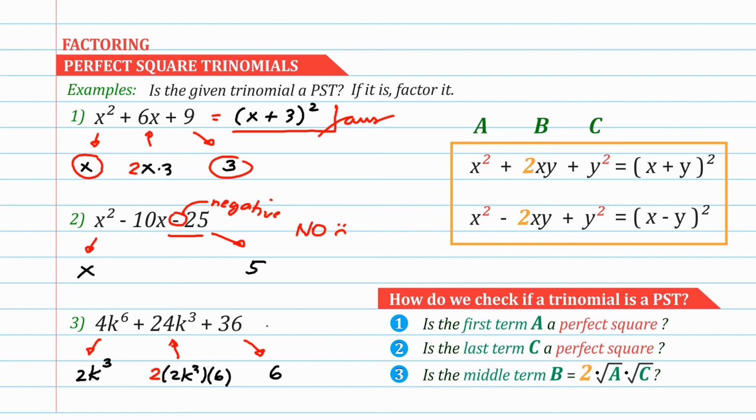The answer is yes. So, practically, we're done factoring. Bakit? Ito na yung gagamitin natin. These square roots. Meaning, let's write. We have 2k cubed plus 6. Copy lang yon, and then squared. These are the factors of our perfect square trinomial.